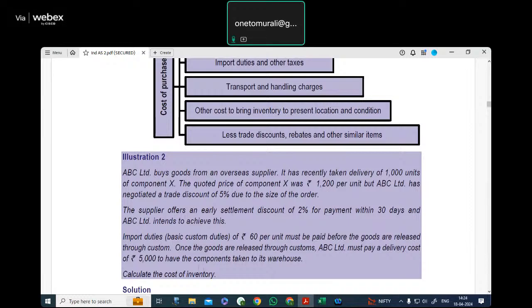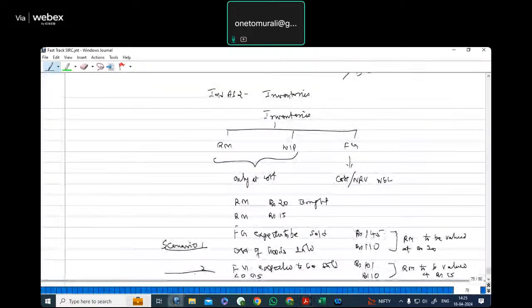The import duties of 60 that has to be paid before it is released, that entire 60 for the entire 1,000 shall be taken into account, and the delivery cost of 5,000 has got to be taken up. So now let us just take up that.